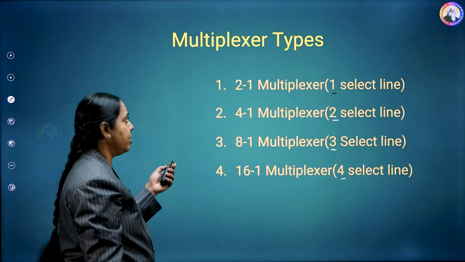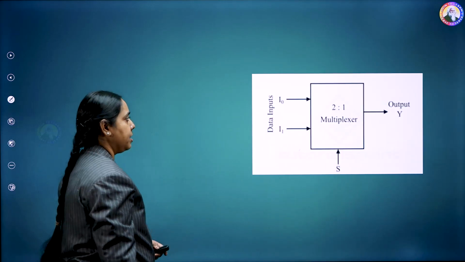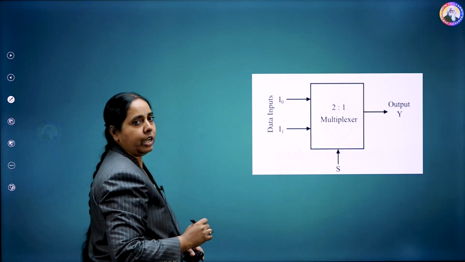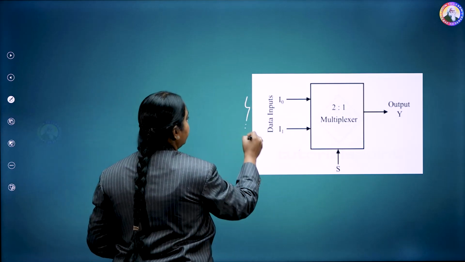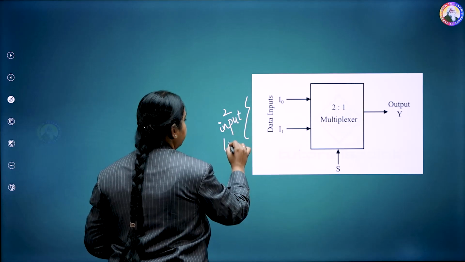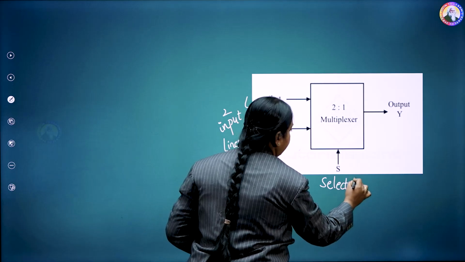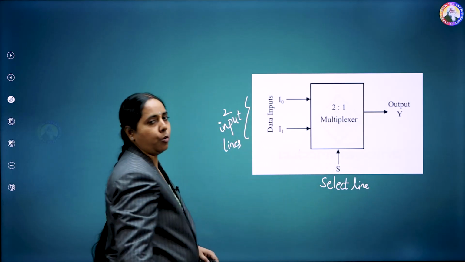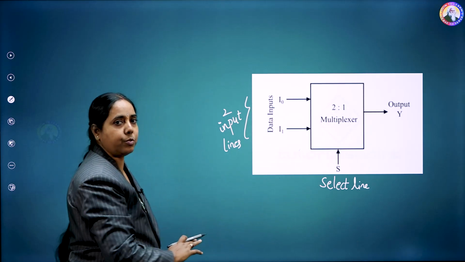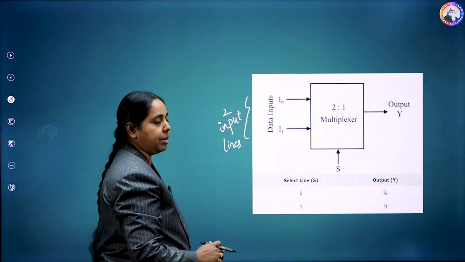Let us see each and every type of multiplexer one by one. Coming to the first one, the 2:1 multiplexer. This is the representation of a 2:1 multiplexer, comprising 2 input lines. These two are the input lines. It contains 2 input lines, 1 selection line and a single output. So this is the block diagram that represents the 2:1 multiplexer, and this is the truth table with respect to that 2:1 multiplexer.